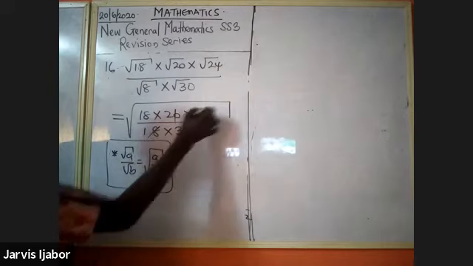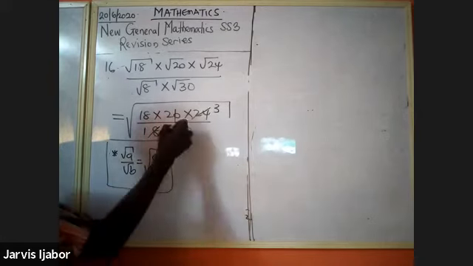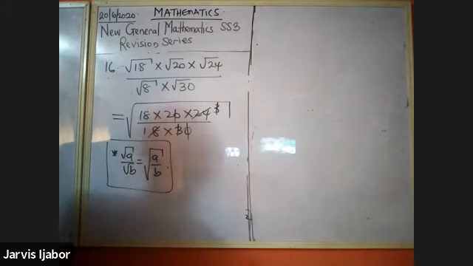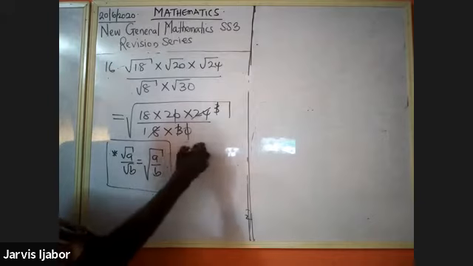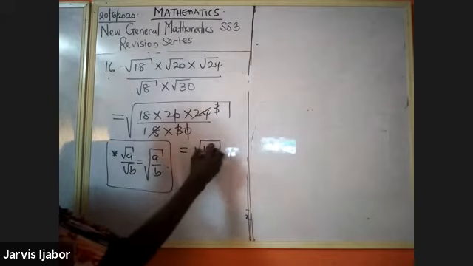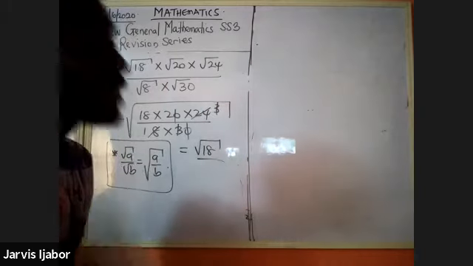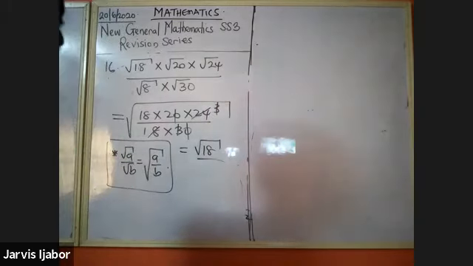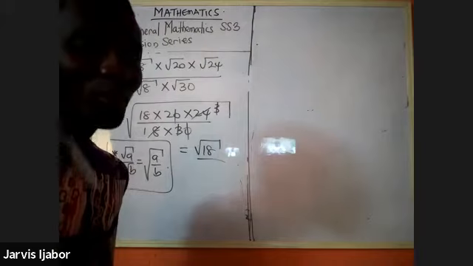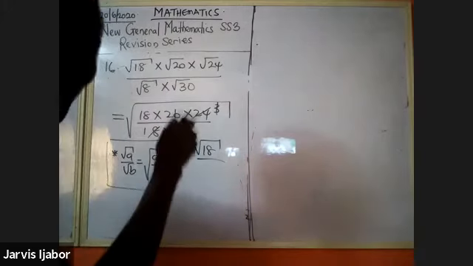8 goes into 8 once, 8 goes into 3... 3 goes into 3 once, 3 goes into 3 once. I see that. So my denominators are all cleared, and that will be what? The square root of what? 18. So you see that without the knowledge of rationalization of the denominator, I have solved that question.